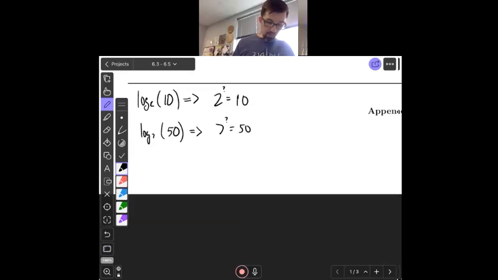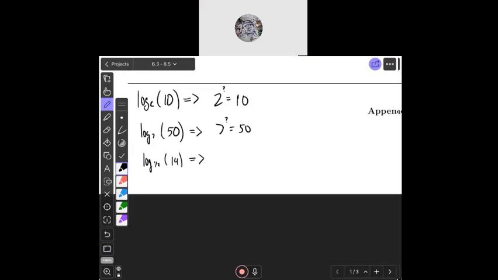KDBF. What about log base 1/2 of 14? What's that mean, Katie? 1/2 to the what power equals 14. Right?